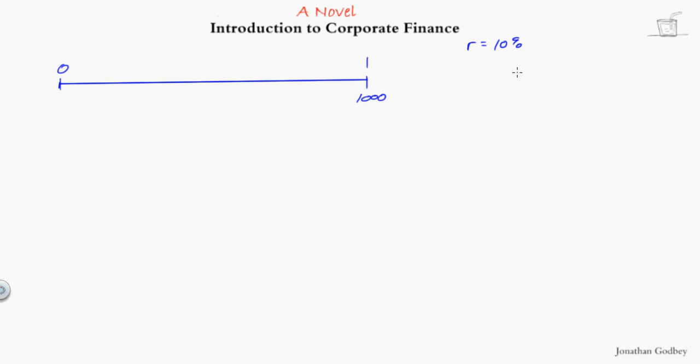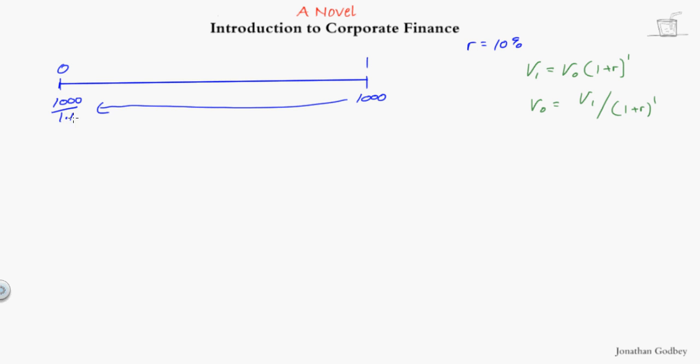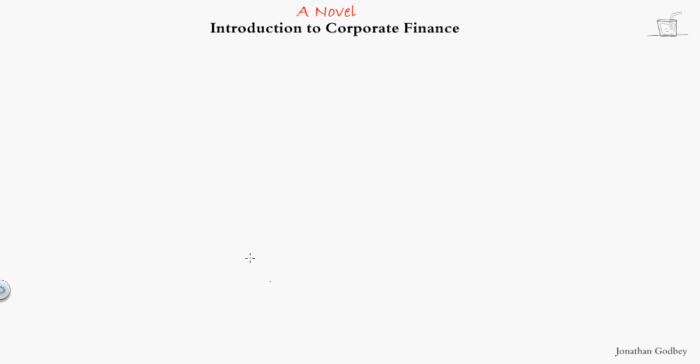Here's what I want you to think about. If you watch the future value video first, you'll know the equation. The value in year 1 is equal to the value today times 1 plus r to the 1. So the value today is equal to the value in year 1 divided by 1 plus r to the first. So this $1,000 is actually worth today $1,000 divided by 1.10, which is $909.09.